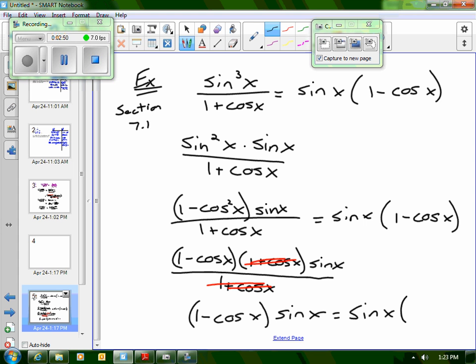Order doesn't matter when you're multiplying, right? So it doesn't matter if the sine is before or after, those are the same things. If it makes you feel better, we can switch this around. I'll just erase that and put the sine in front. It doesn't matter. So there we go. Works out. That's all I got.